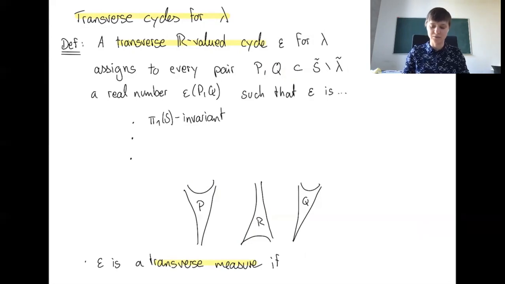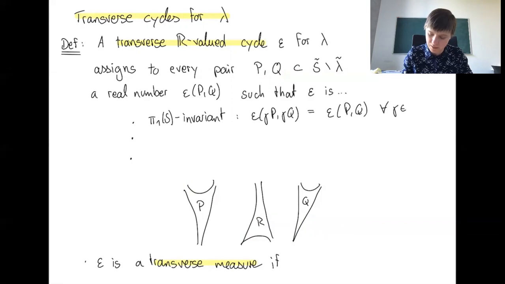Remember, it's defined for connected components of the complement of the lamination in the universal cover, but we want this to make sense also downstairs. So if we have different lifts of the same component of the complement, we want it to give the same number. So π1(S)-invariant means ε(γP, γQ) should be the same as ε(P, Q) for every γ in π1 of S.